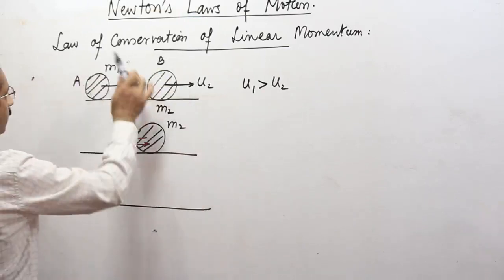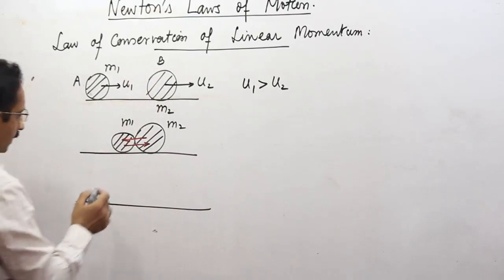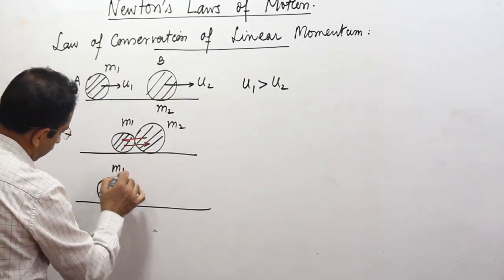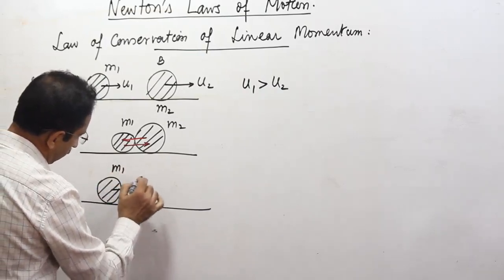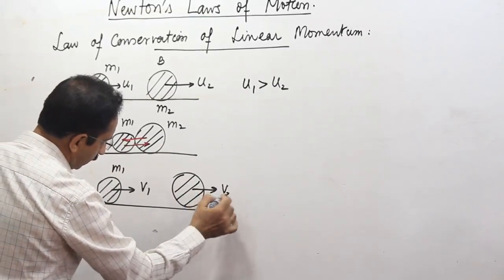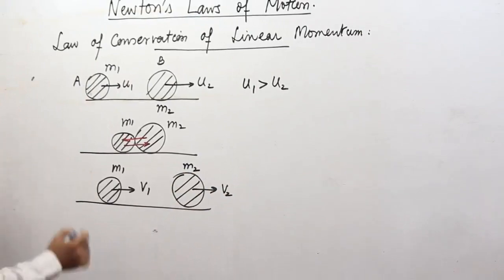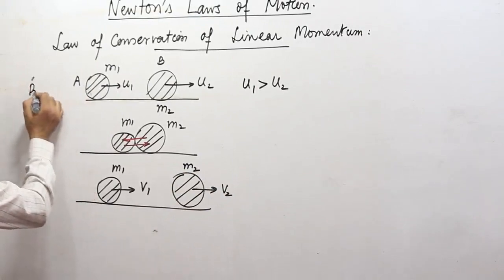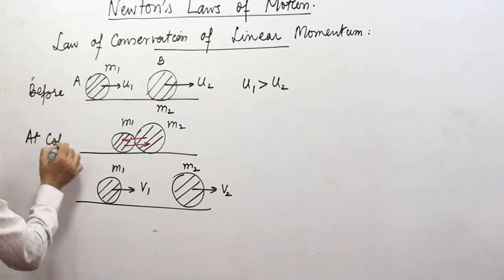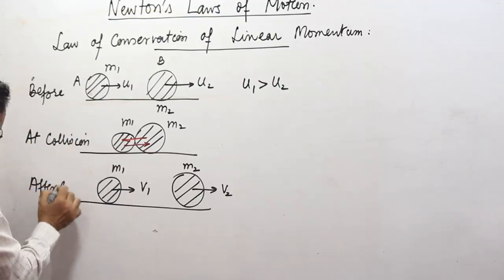No external force is coming from outside the system. Even friction has been eliminated. Friction is also not present here. When they emerge after collision, this is mass m1 traveling with a velocity v1, and this is mass m2 traveling with a velocity v2. So this is our situation. This is m2 traveling with v2. So this becomes before collision. This is before, this is at the time of collision, and this is after the collision is over.